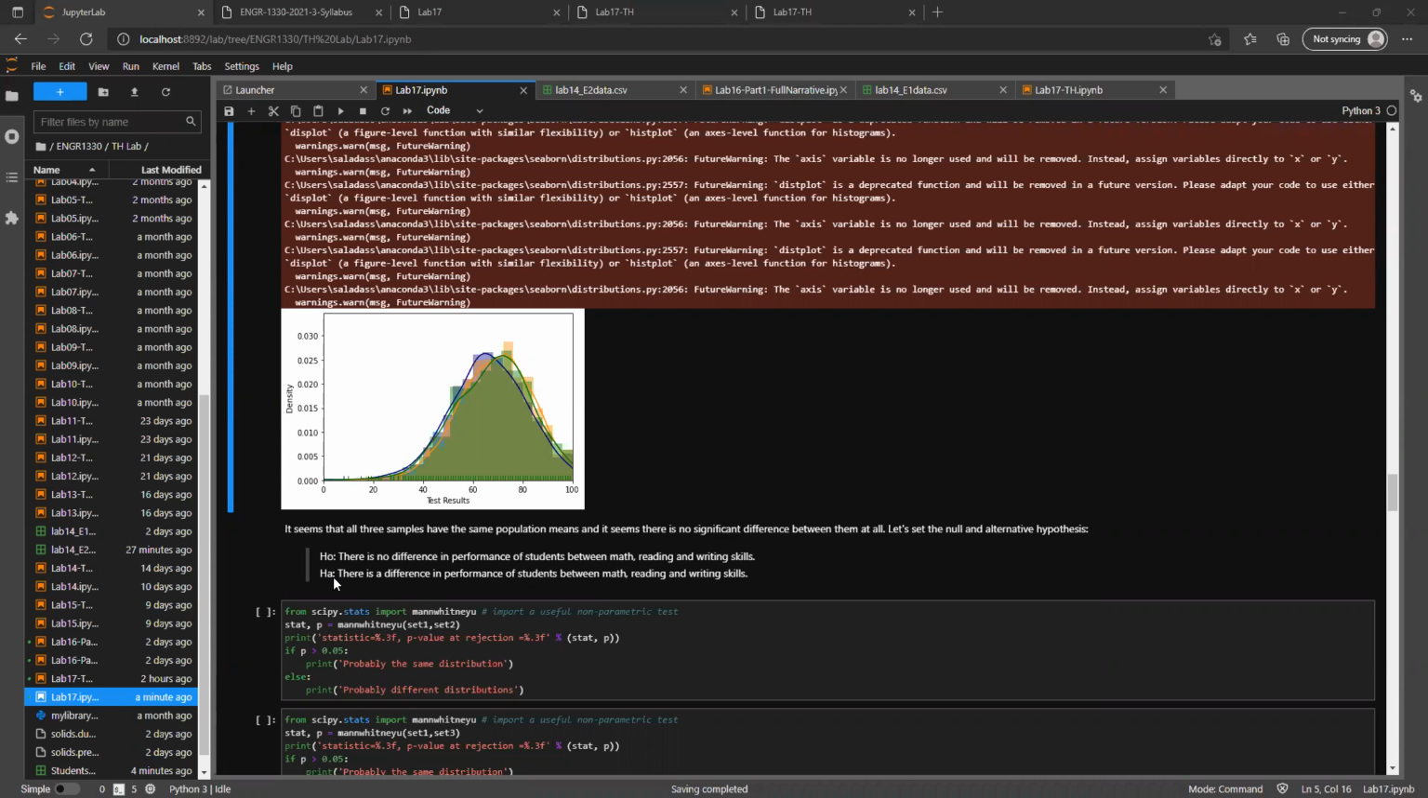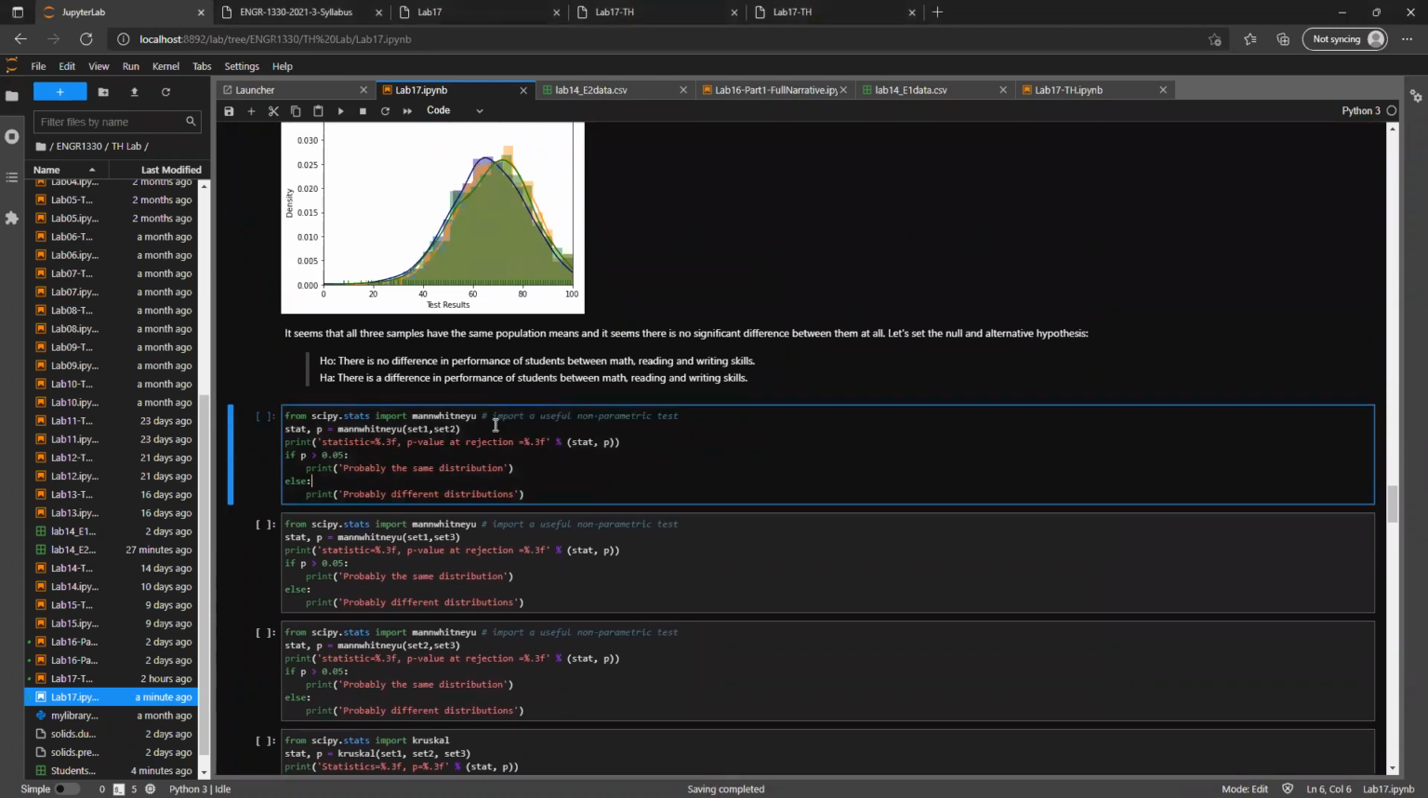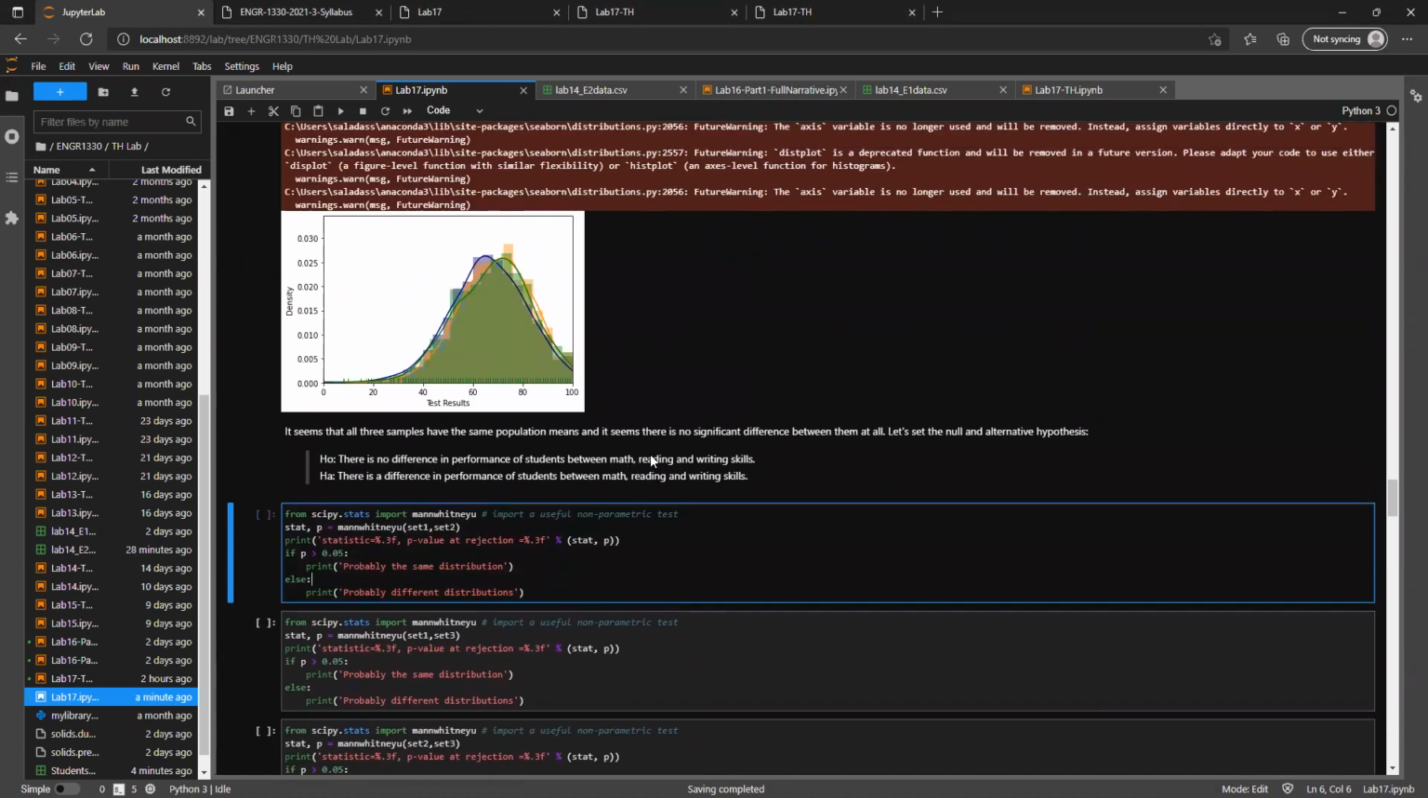So if I had 100 skills that I tested, the null hypothesis is only true if there are no 2 tested things that are significantly far apart. So we're going to do the same test for every pair we have. So we have math versus reading, math versus writing, and reading versus writing. This is an interesting formula called n choose 2.